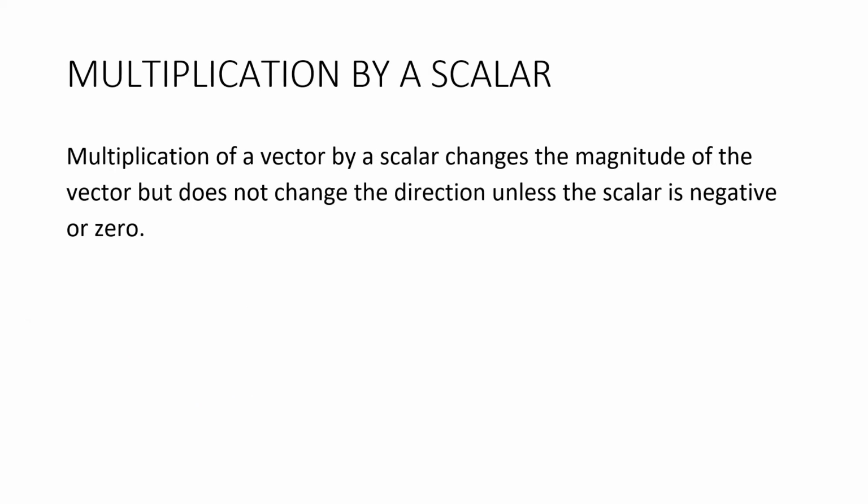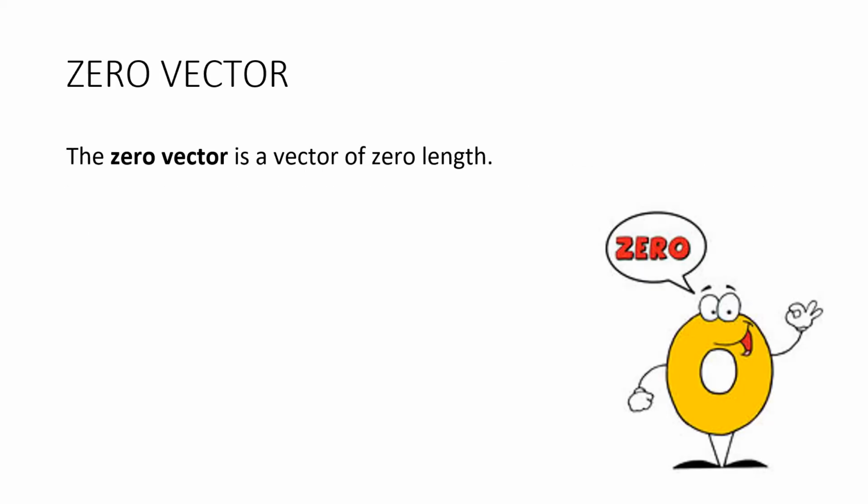And our third operation is multiplication by a scalar. And this changes the magnitude of the vector, but it doesn't change the direction unless the scalar is negative or 0. So suppose we've got the vector A, then this is the vector 3A. And it's actually the same as A plus A plus A.